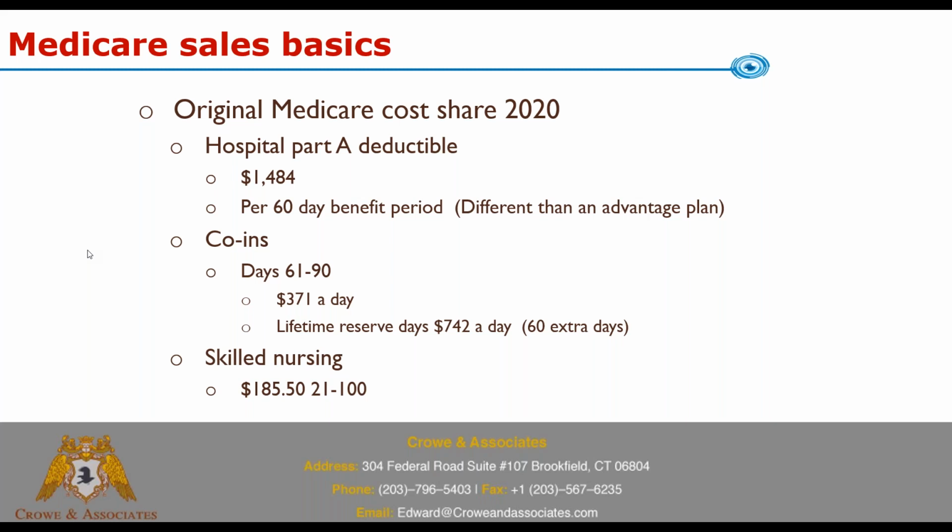Well, if you go back in within the 60-day benefit period, you won't pay another deductible. But if you go in the hospital, come out, and you're out for more than 60 days and go back in, then you'll pay a new $1,484. So you get basically a 60-day grace period.